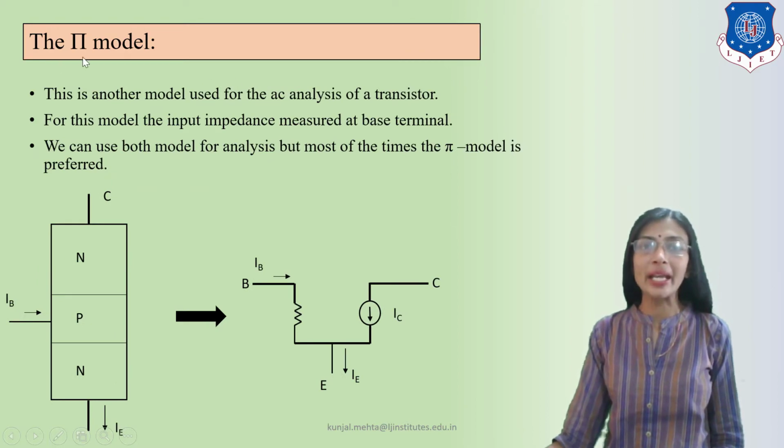See, this is the pi model. This is another model for AC analysis of a transistor. For this model, the input impedance is measured at the base terminal. This is the emitter, this is the base and this is the collector. Look at this figure or diagram. This is the emitter region, this is the base region and this is the collector region. There are three terminals: emitter, base and collector.